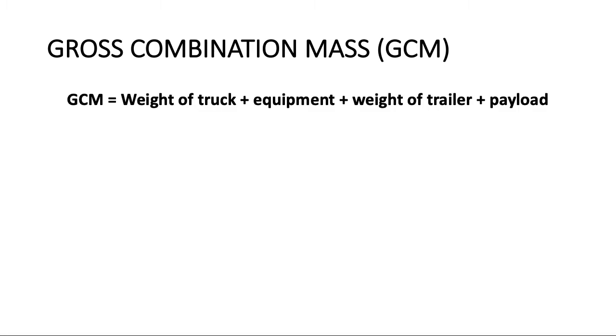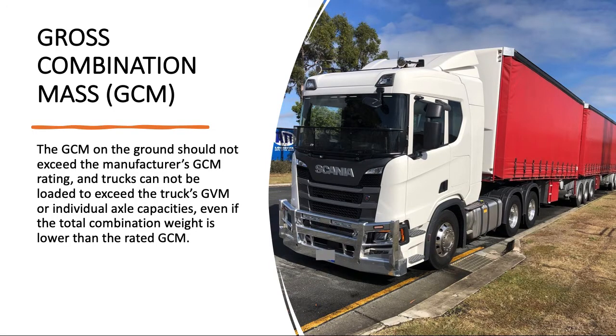GCM equals the weight of the truck plus equipment plus the weight of the trailer plus the payload. The GCM on the ground should not exceed the manufacturer's GCM rating, and trucks cannot be loaded to exceed the truck's GVM or individual axle capacities, even if the total combination weight is lower than the rated GCM.